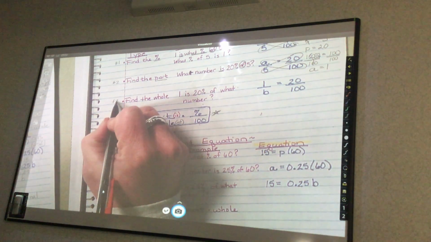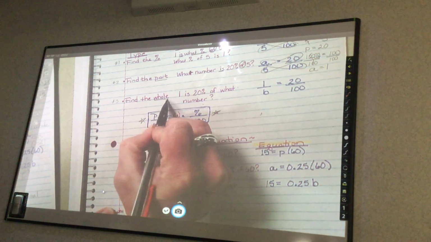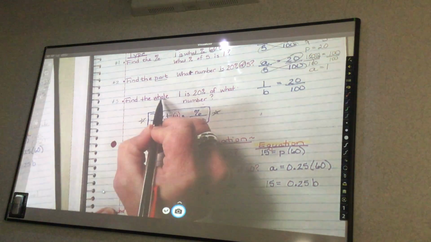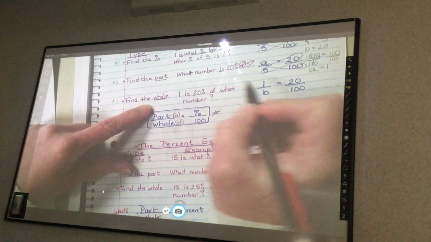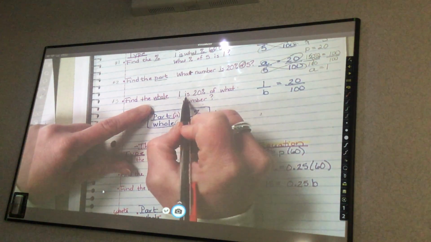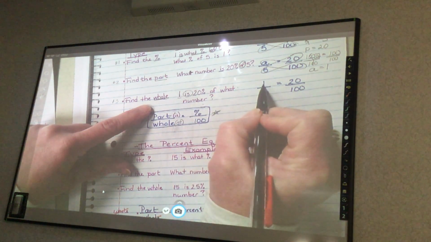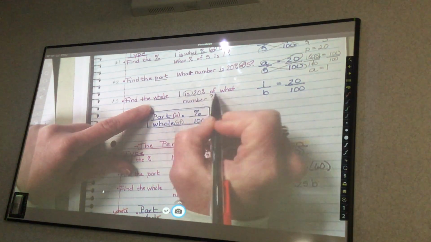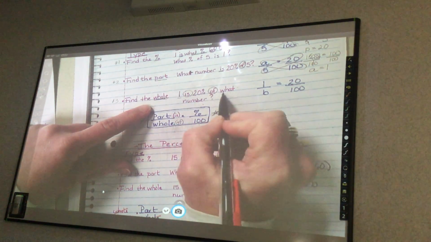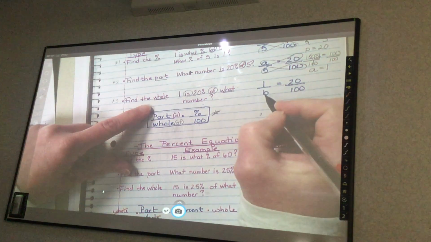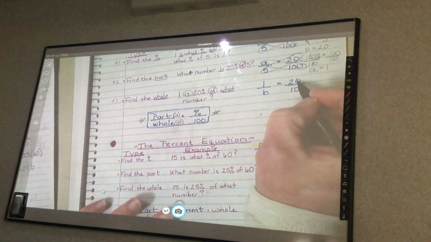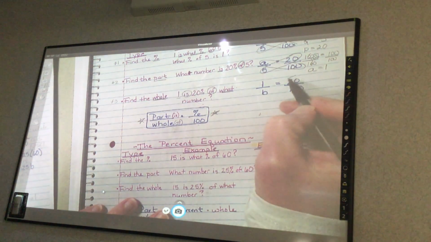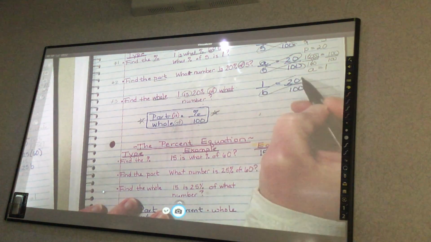Example number 3. Find the whole. See here we're using the word whole. Whole is down here, whole is my of. So 1 is part, so 1 goes where the is at. 1 is 20% of what? I don't know my of, because my of is my what? The 20% always goes where the percent goes. So then I cross product.